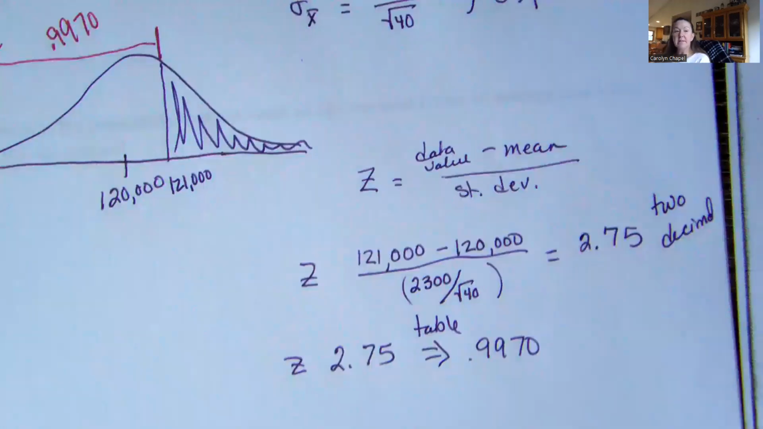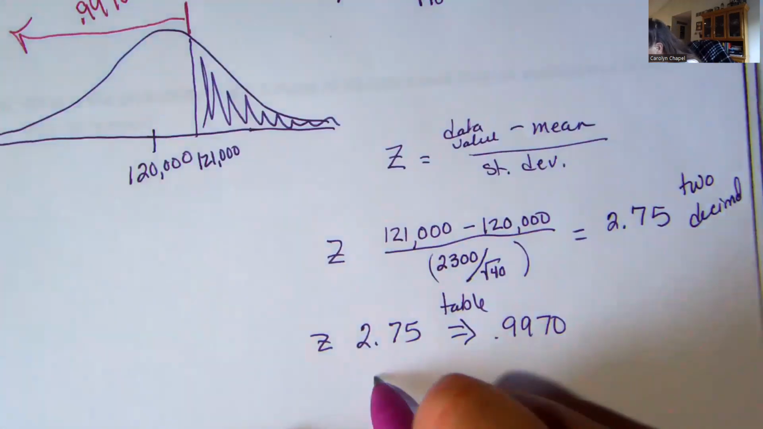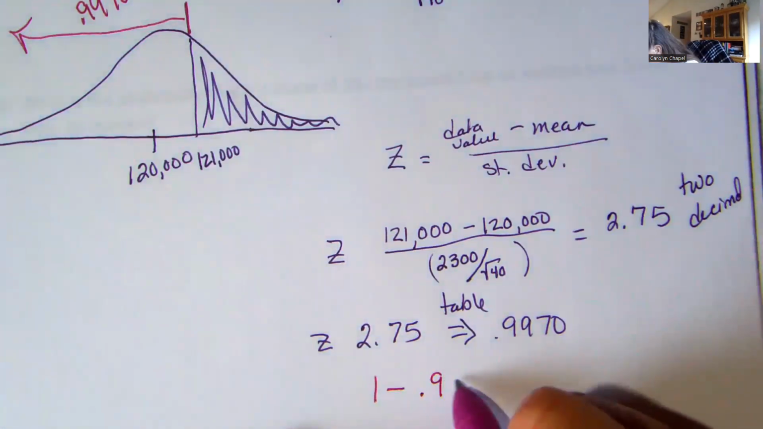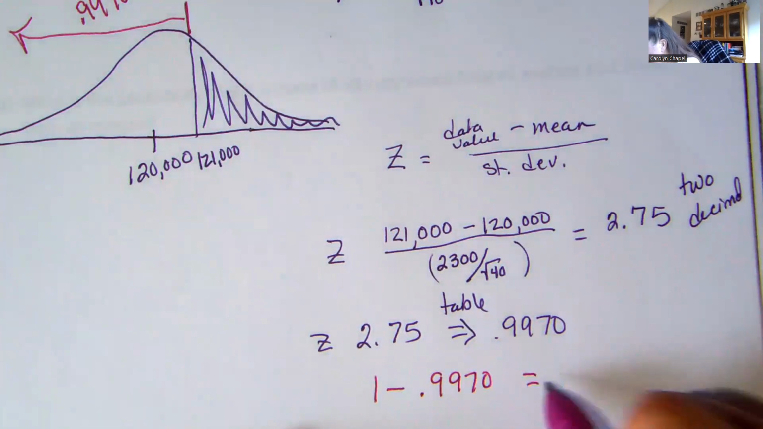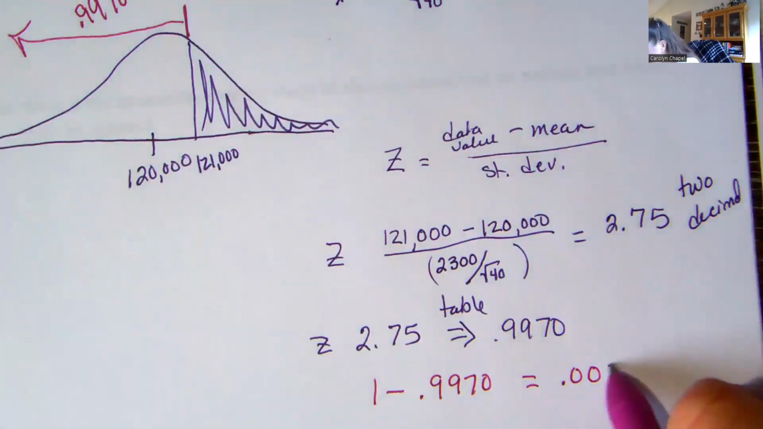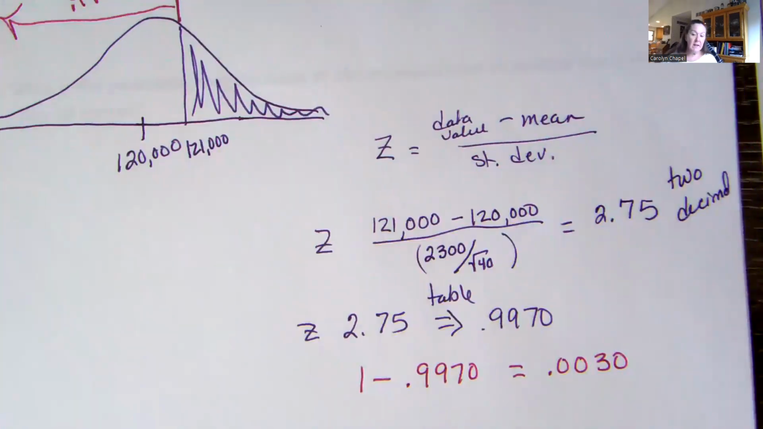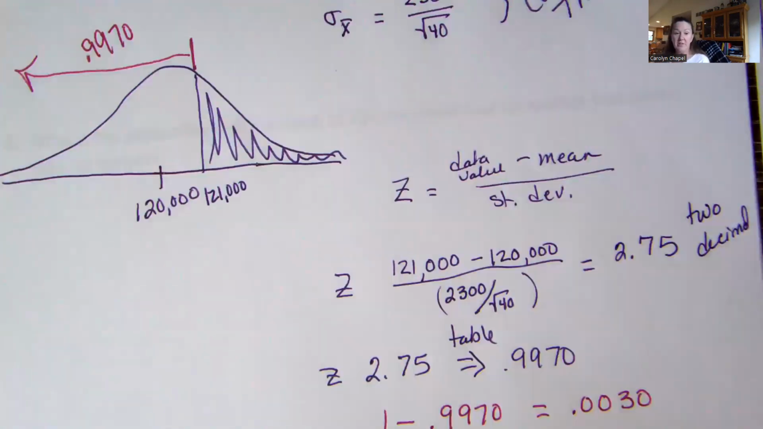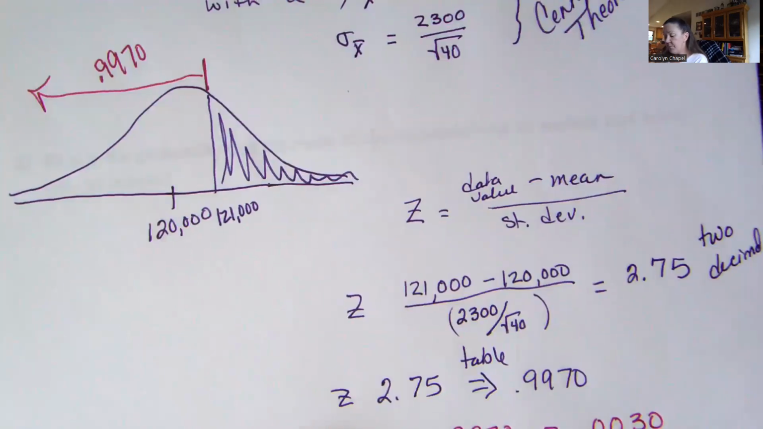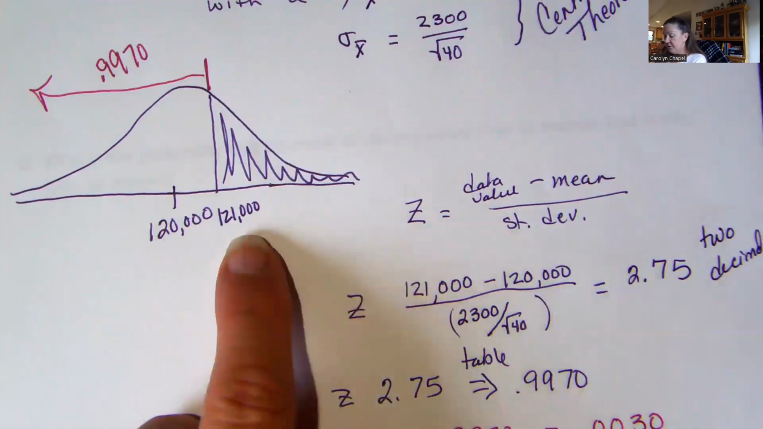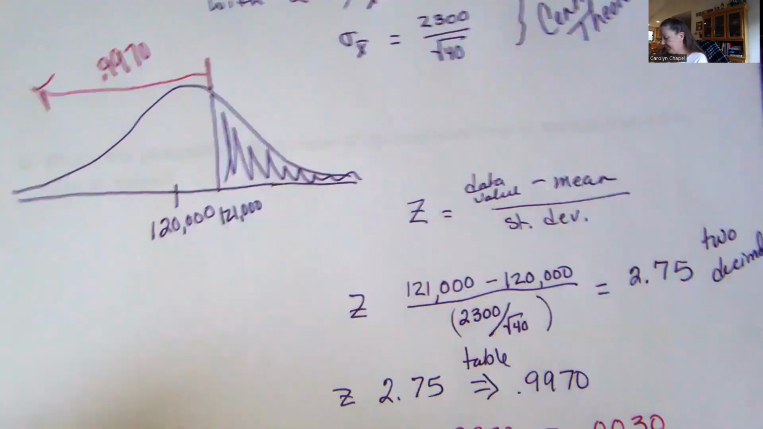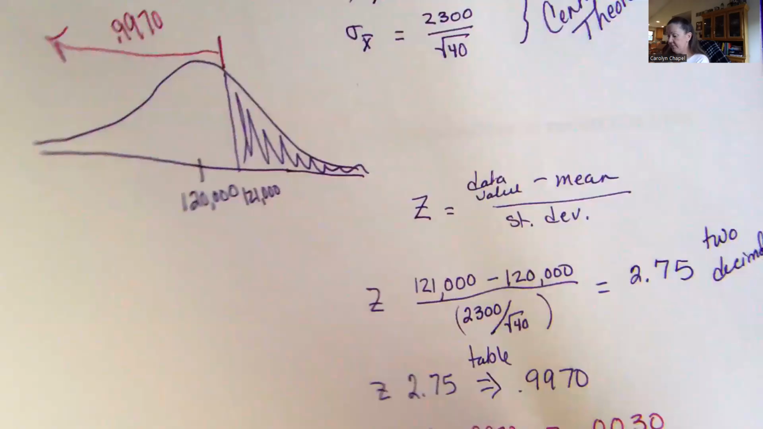So to find the upper part, we need to do 1 minus 0.9970, which is 0.0030. So it is very unlikely that we get a sample of 40 players to have, in this situation, an average of more than 121,000. Okay.